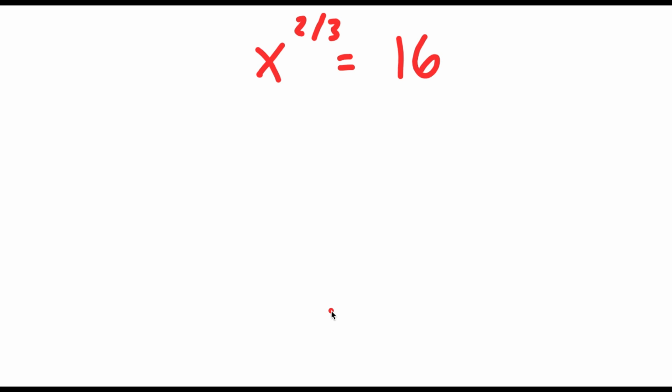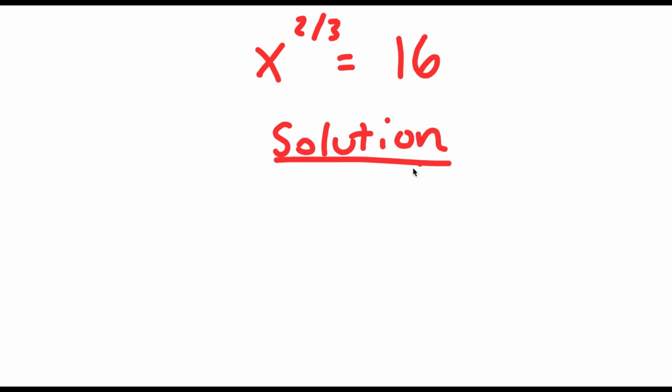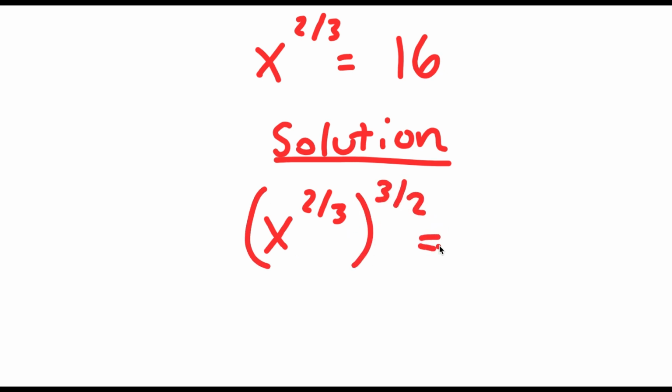Alright, so in this problem, I have x to the power of 2 over 3 is equal to 16. So for my solution, I'm going to first start by taking the power of 3 over 2 on both sides. So now I have x to the power of 2 over 3 to the power of 3 over 2 is equal to 16 to the power of 3 over 2.